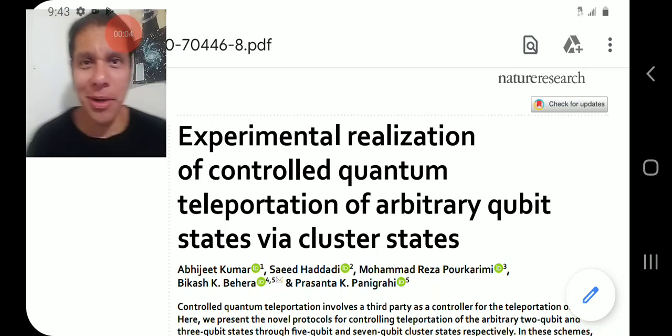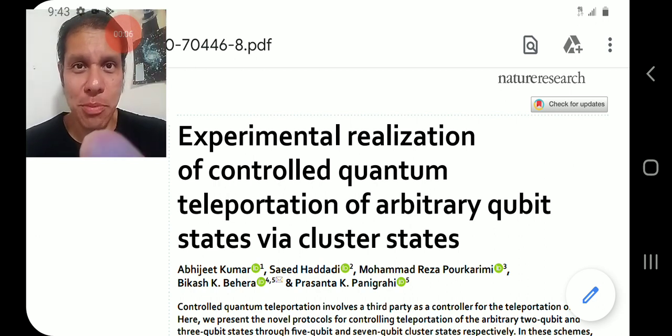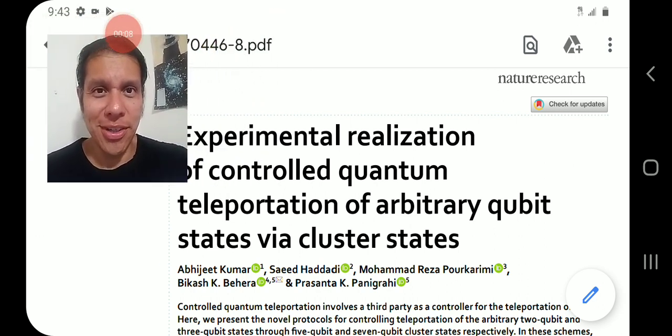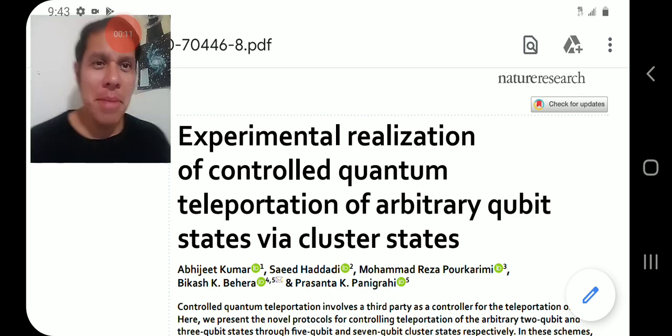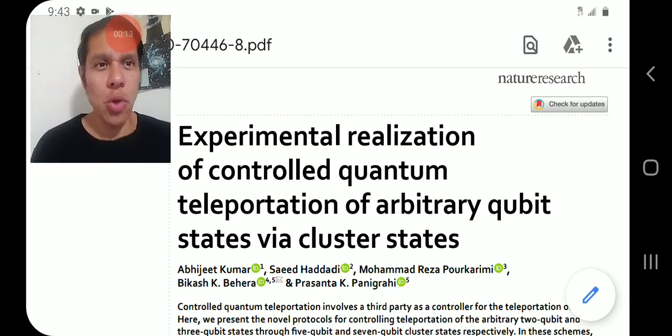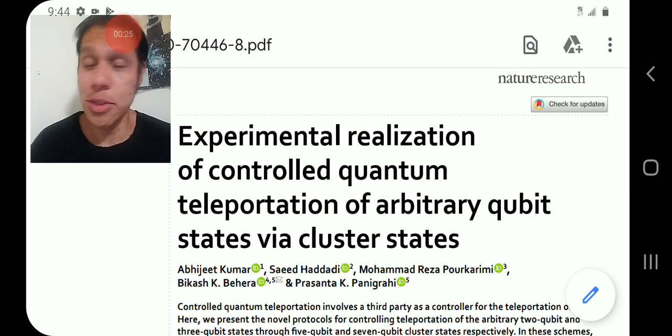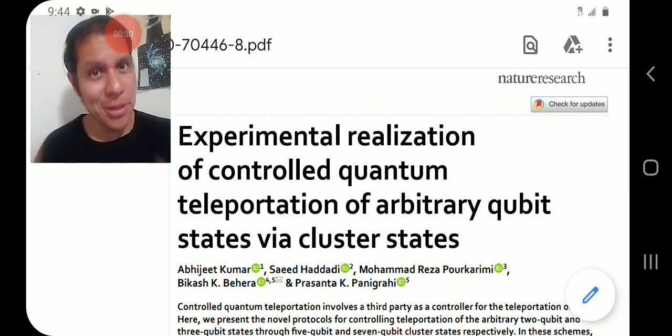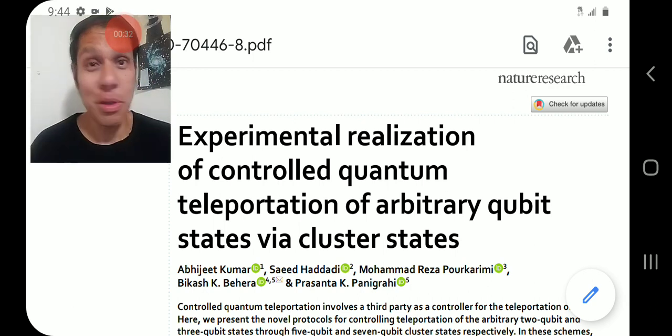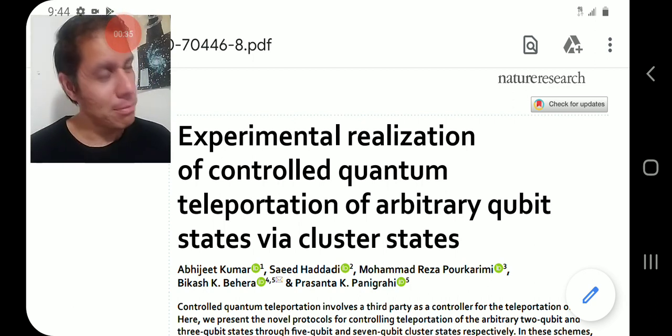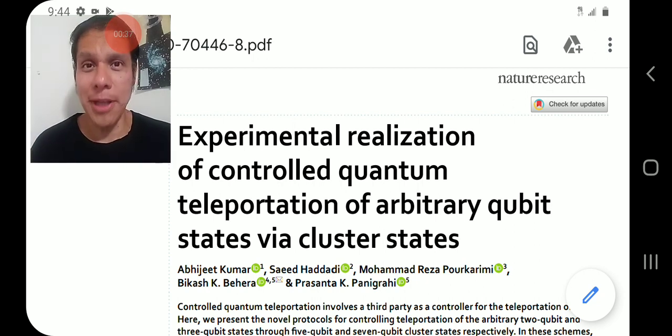Today I have something very exciting to talk about, and it's more on teleportation. As you can see right here, experimental realization of control quantum teleportation of arbitrary qubit states via cluster states. Sounds sophisticated, but they have nice graphic information in this article, so it makes it very easy to follow. Also, this article gives you blueprints so that you can go practice in your quantum computer. You can try the IBM platform. I recommend it. It's a lot of fun.